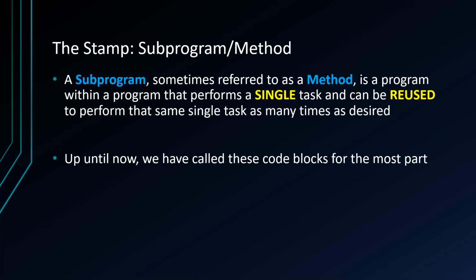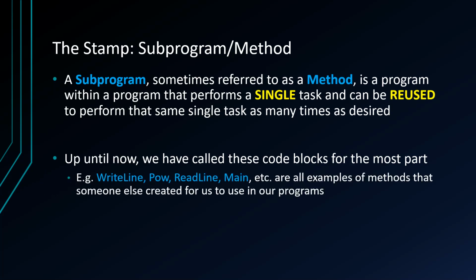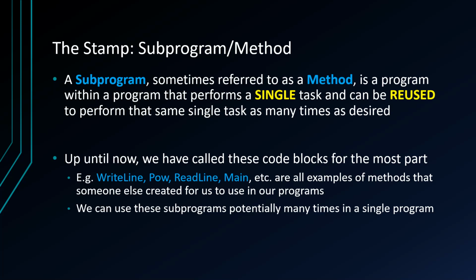Okay? So what kind of subprograms or methods have we dealt with before? WriteLine, Pow, ReadLine. Even the main method is itself a method, right? It's called the main method. These are all examples of methods that someone else created for us to use in our program. So they actually created the stamp. We're basically borrowing the stamp and smacking it in our programs as many times as we want. I could do WriteLine 50 billion times in my program. It doesn't change the results. All I'm doing is setting the values of what's going to be written on the page. That's it. So we can use these subprograms potentially many times in a single program. That's pretty useful when you get down to brass tacks on this stuff.